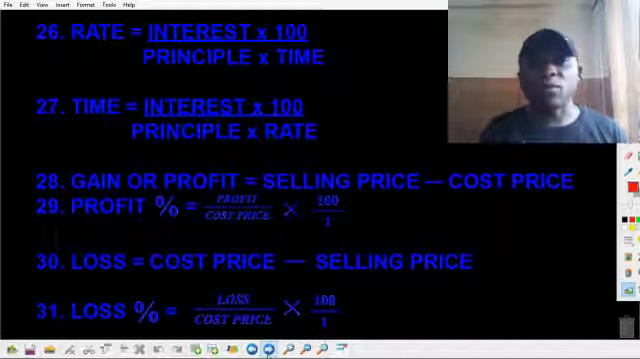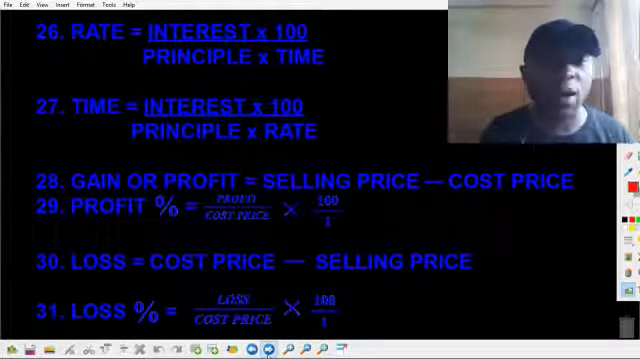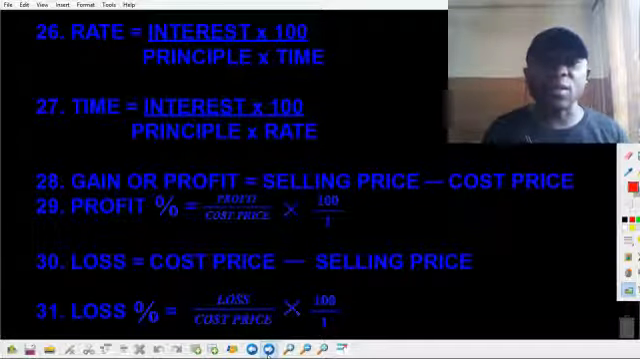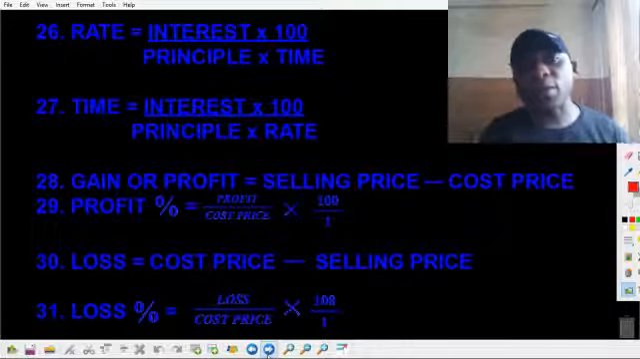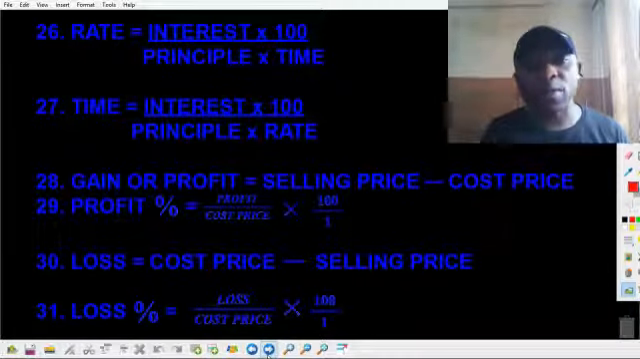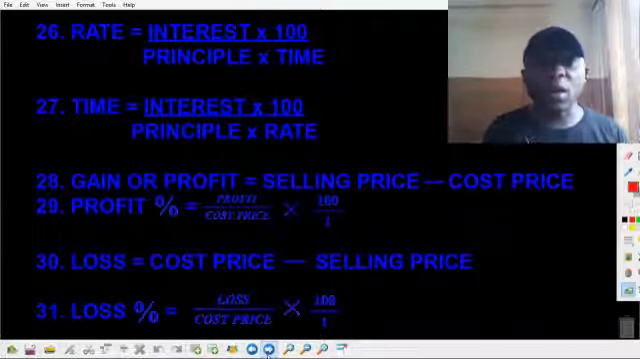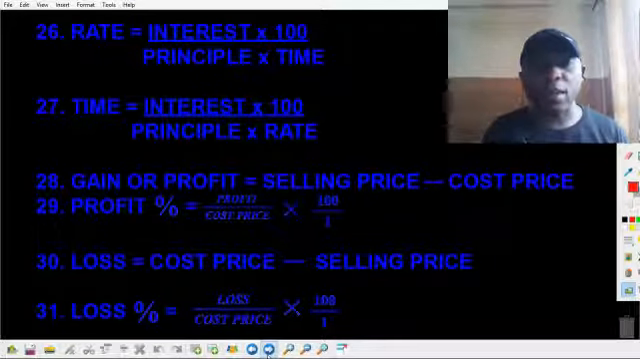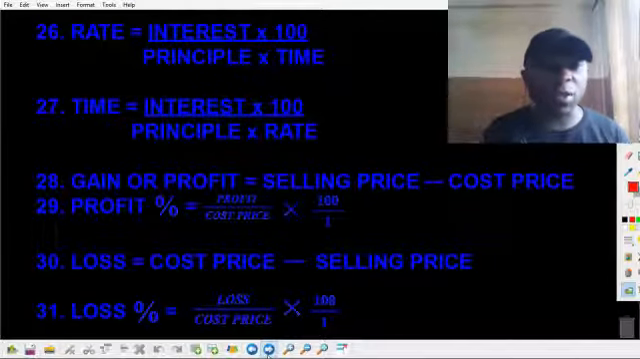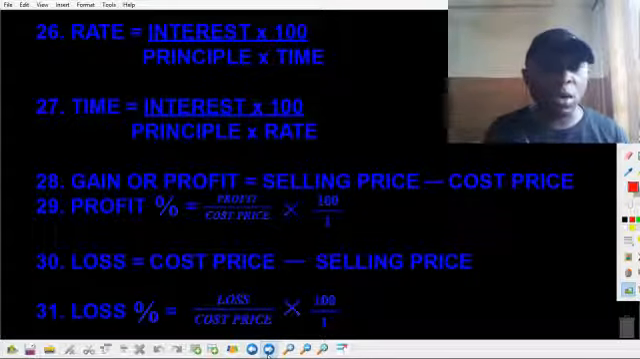For gain, we say gain or profit is equal to selling price minus cost price. Profit percent is equal to profit divided by cost price times 100 over 1. Of course, you cannot find the profit percent without knowing your profit. Now for loss, we say cost price minus selling price. For loss percent, we say loss over cost price times 100 over 1. It is not possible to find the loss percent without knowing your loss.